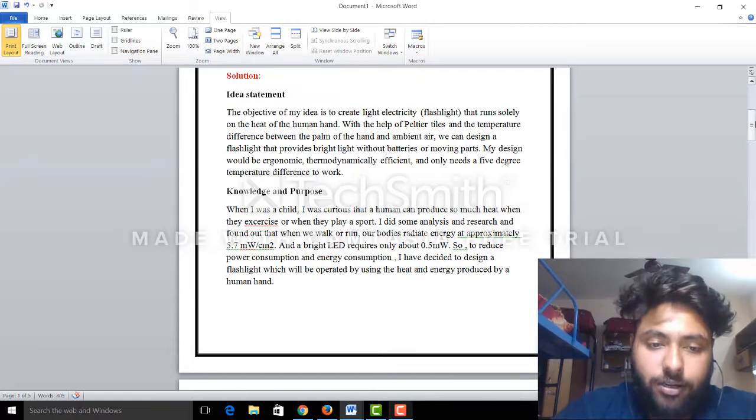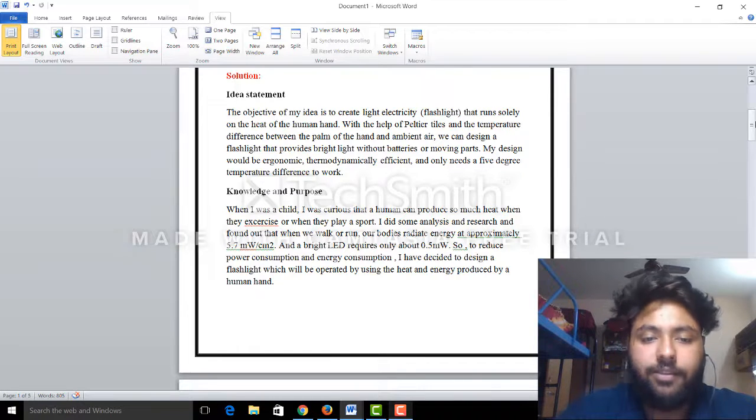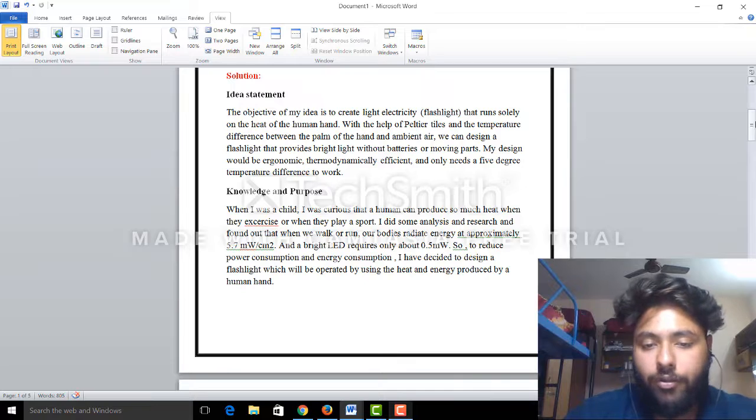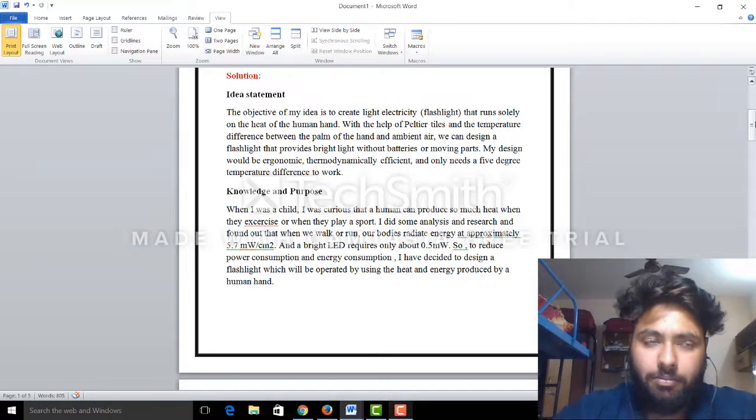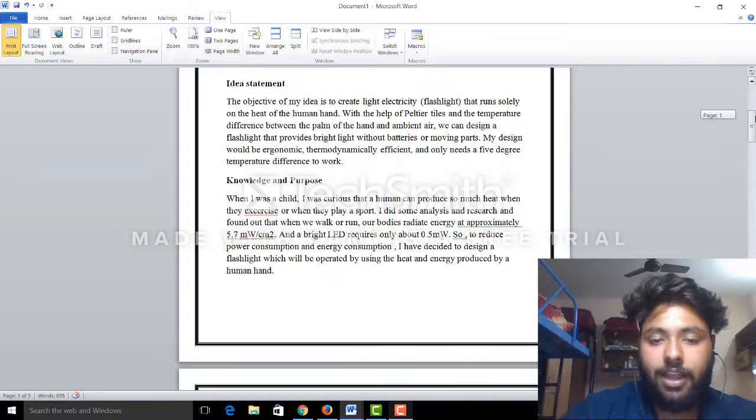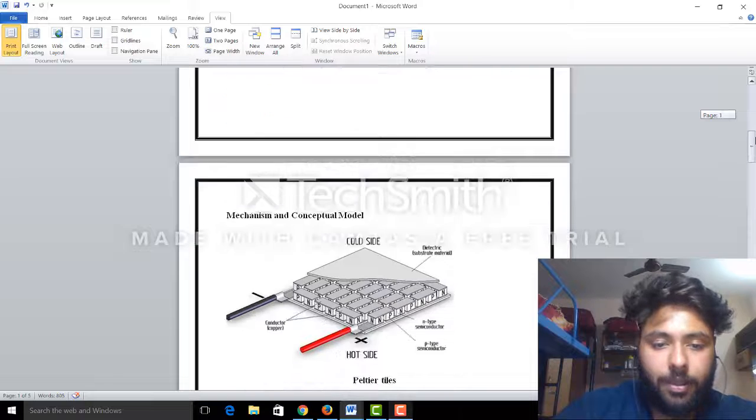Knowledge and purpose. Why have I chosen this project? When I was a child, I was curious that a human can produce so much heat when they exercise or when they play a sport. I did some analysis and research and found out that when we walk or run, our bodies radiate energy at approximately 5.7 milliwatts per square centimeter, and a little LED light requires only about 0.5 milliwatt. So to reduce power and energy consumption, I decided to design a flashlight which will be operated using heat energy produced by the human hand.